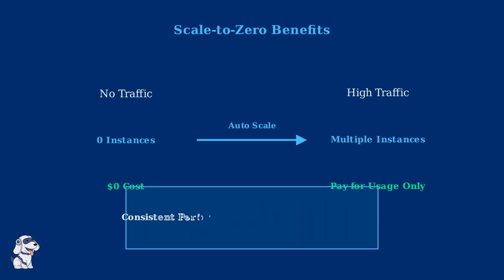When there's no incoming traffic, all instances can be scaled down to 0, meaning you pay nothing for idle resources. This ensures both consistent performance during traffic spikes and maximum cost efficiency during quiet periods.